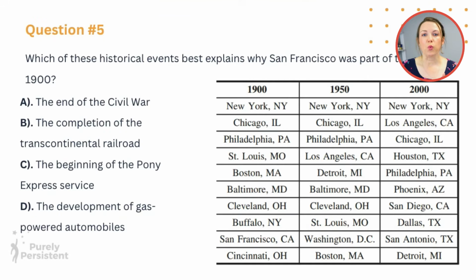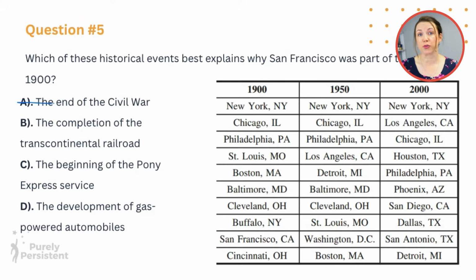Question 5. Which of these historical events best explains why San Francisco was a part of the list in 1900? Okay, so this is again looking back at history. What was happening in 1900 or before 1900 to make San Francisco such a populous city? So let's go through each one. The end of the Civil War. Did that have any impact on the growth of San Francisco? No, right? The Civil War was not taking place in that area of the country.